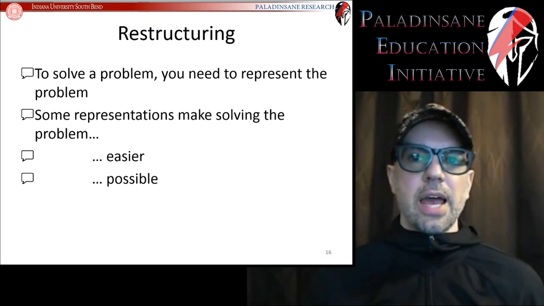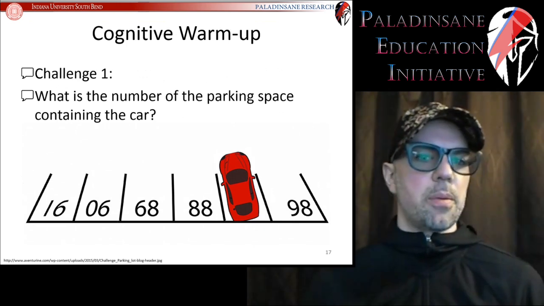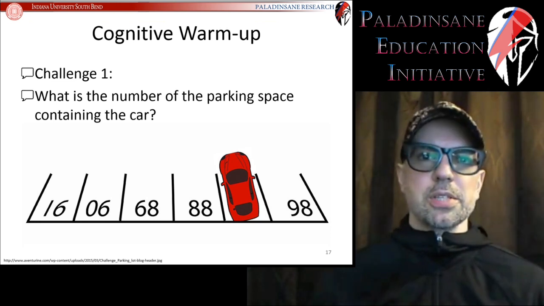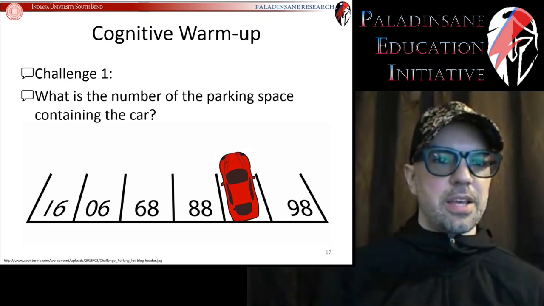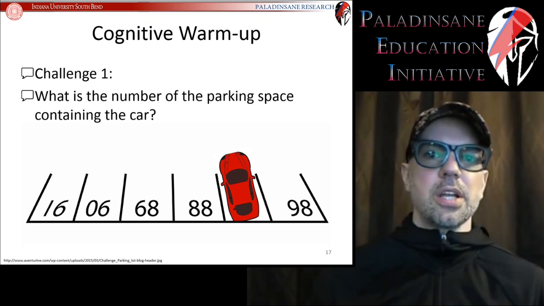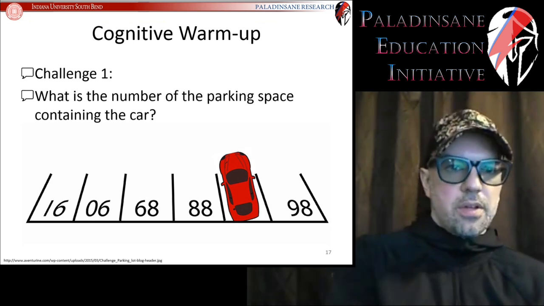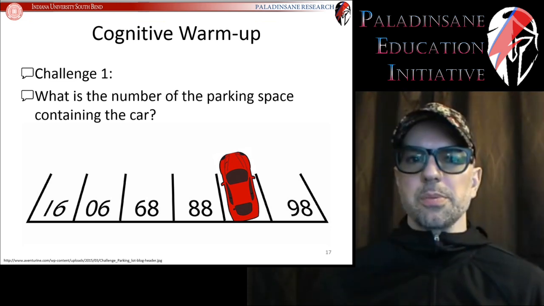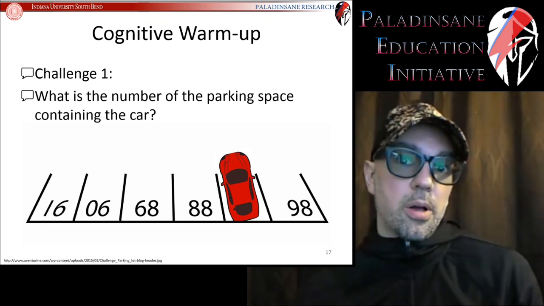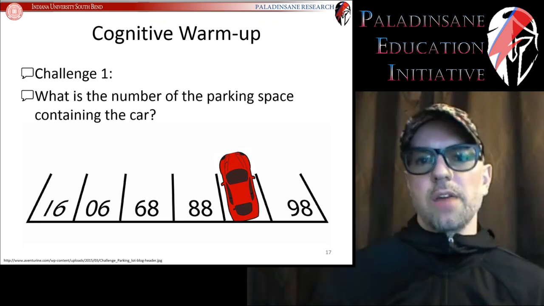So let's take a look at this problem right here. I can't remember if we used this for the cognitive warm-up, but if we did, let's see if we can remember what the solution is. So this is challenge number 1. What is the number of the parking space that contains the car? So we have a bunch of parking spaces. We have a bunch of numbers there. And your problem is to try to figure out what is the number that one car is covering up.